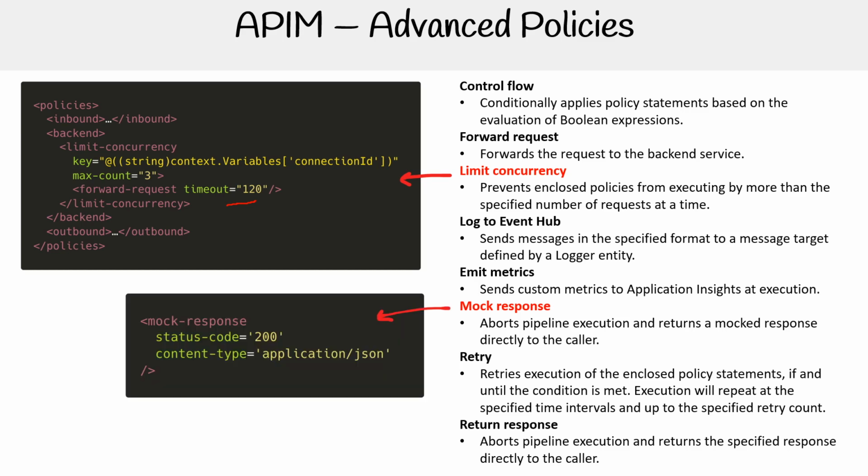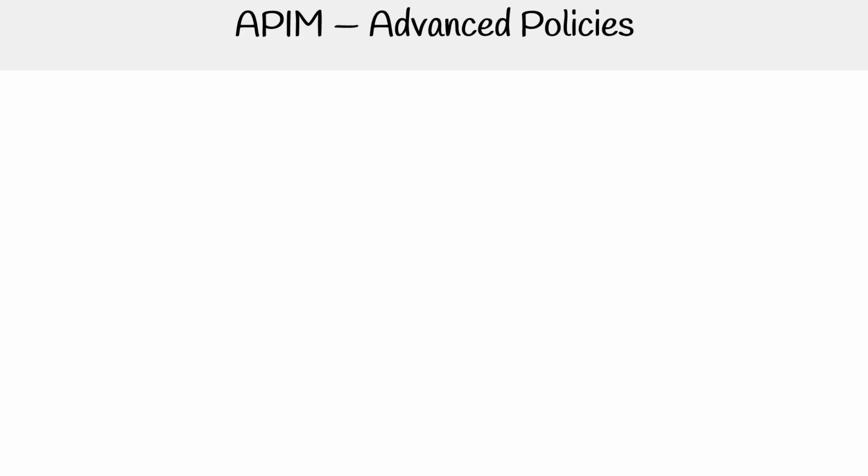We have mock response. That one would be very, very useful. You don't want to have a real response, you just want to put whatever you want in there. So it gives back a status 200 for application/JSON.